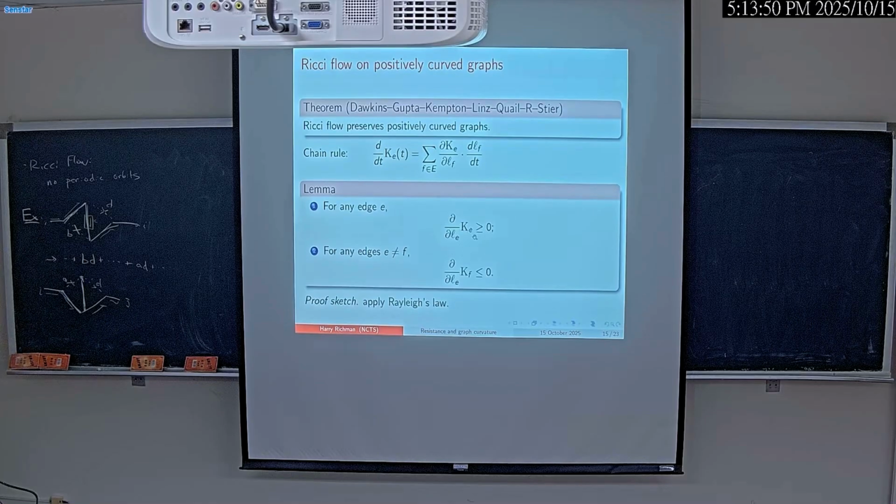So it turns out what happens is if we take an edge E, if you look at the curvature on some edge and we increase the resistance of that same edge, that will always weakly increase that curvature. But if we take the curvature on some edge and then increase the length of some different edge, it will decrease the curvature on that edge. So this lemma shows that the two cases split up nicely into two contrasting cases.